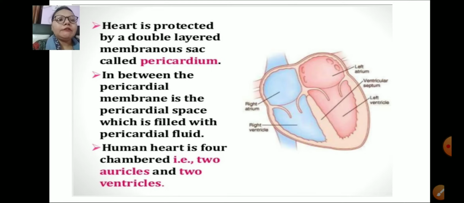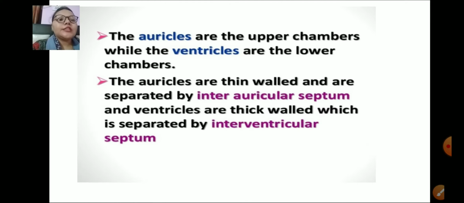Now the structure of our heart is, as you know, four chambered. It carries two auricles and two ventricles. The upper chambers of the heart are named as auricles, and the lower chambers are named as ventricles. The two auricles are separated from each other by interauricular septum. The auricles are thin walled, and the ventricles are thick walled and they are separated by interventricular septum.